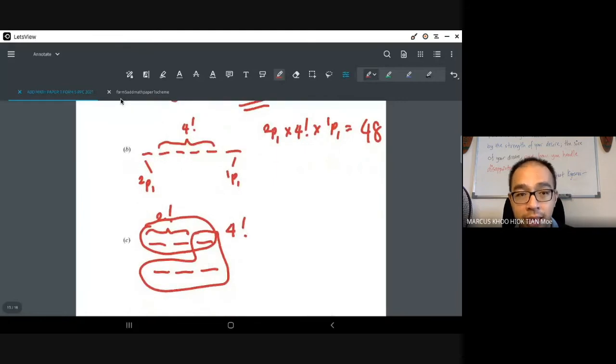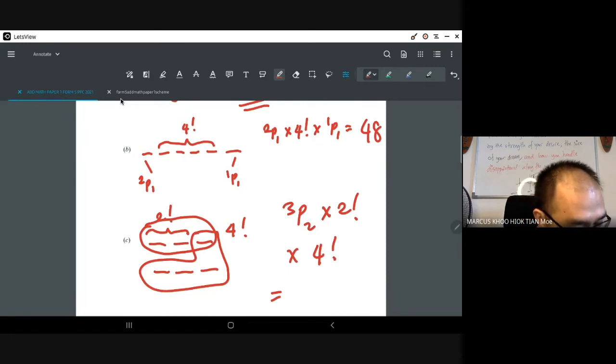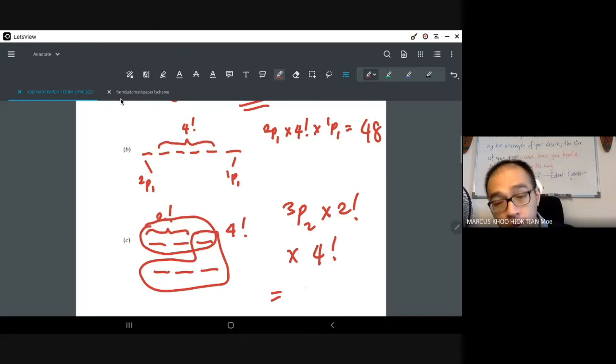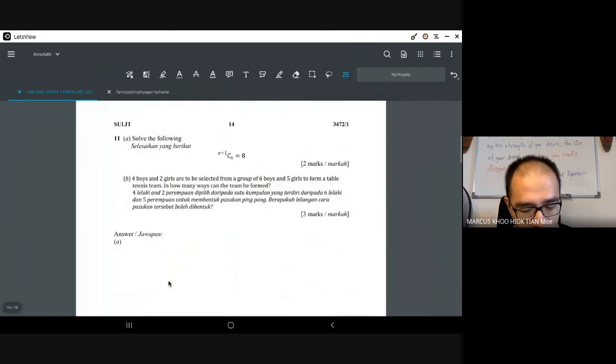That means it can actually take 3P2. Okay, because there are 3 places and you have to permutate, you have to choose and arrange 2 there. So I would think that the answer would be 3P2 times 2 factorial times another 4 factorial. Yeah, I think that will be my answer. 3P2 times 4 factorial times 2 factorial will be 288. 288 ways altogether.